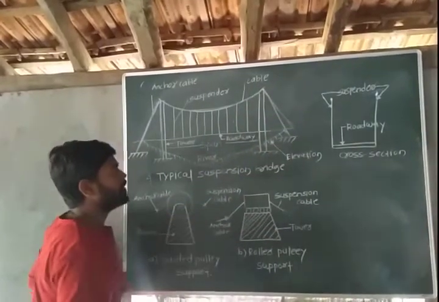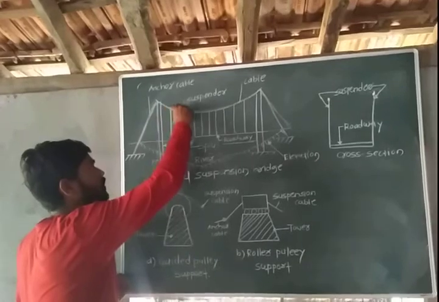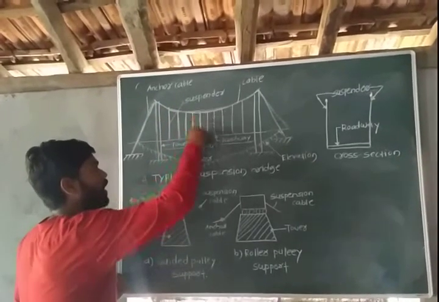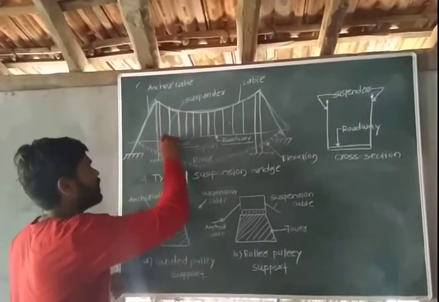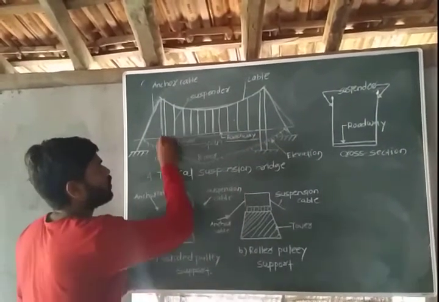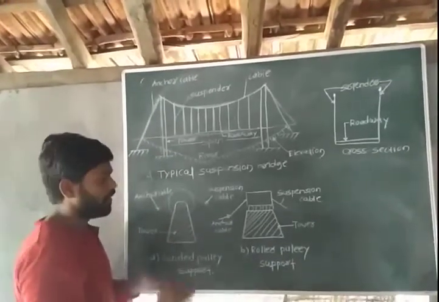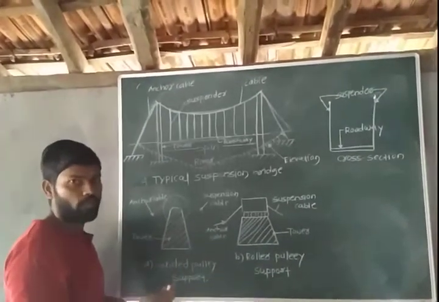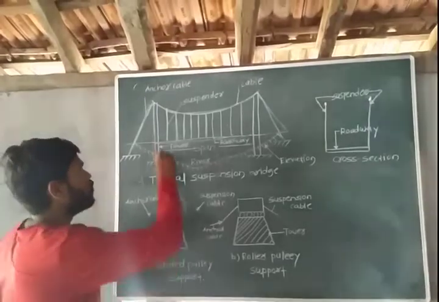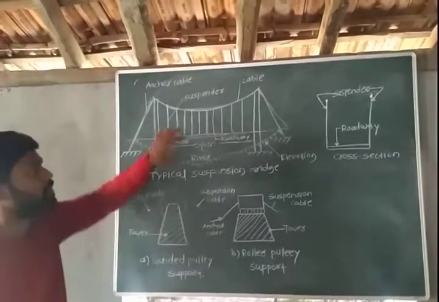Now you can see this is your anchor cable, this is suspension cable, this is again anchor cable on the other side. These are the suspenders which are connected to this main suspension cable, and these suspenders are connected at the bottom to the actual roadway, or sometimes it is connected to the stiffening girder, and stiffening girder supports the roadway.